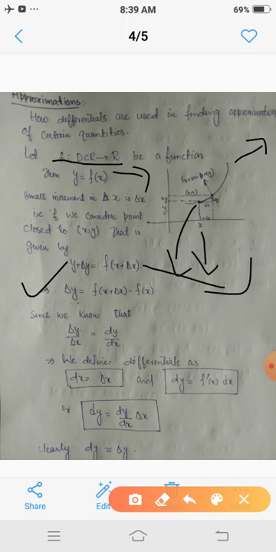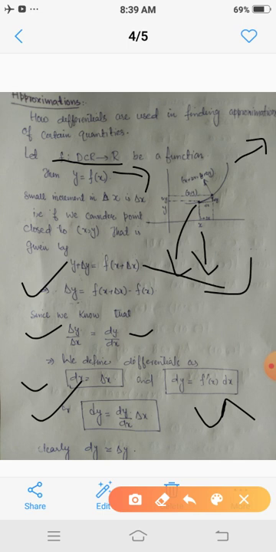Since we know that in the limiting case del y upon del x equals the derivative dy by dx, we define differentials as dx equals del x and dy equals f dash of x dx, or simply dy equals dy upon dx into del x.